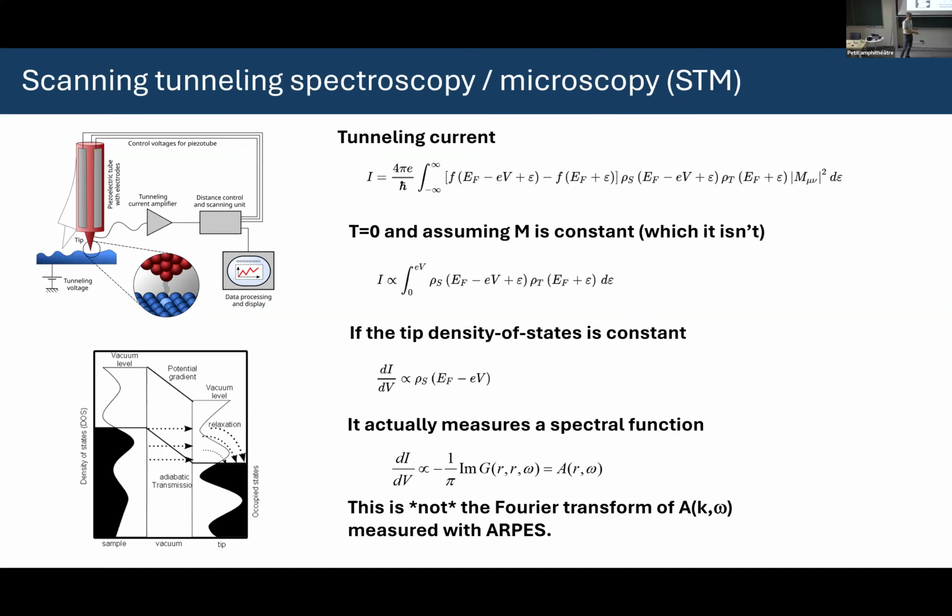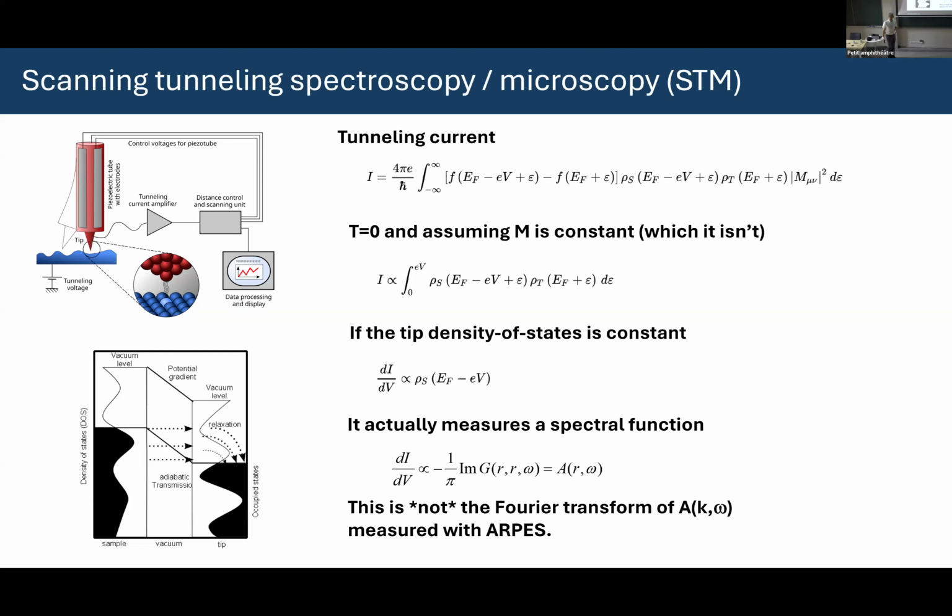So this measures A of R and omega. Photoemission measures A of K and omega, but they are not Fourier transforms of one another. They are diagonal terms of two big matrices that are Fourier transforms of one another. So you can't just Fourier transform ARPES data and get STM data, though they're very closely related.